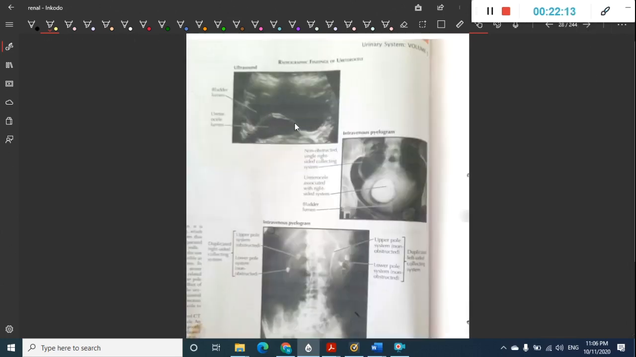Here you have this ureterocele. See, this is the bladder lumen. This is the ureterocele lumen, and this is the stenotic part. So this is the ultrasound feature of ureterocele.